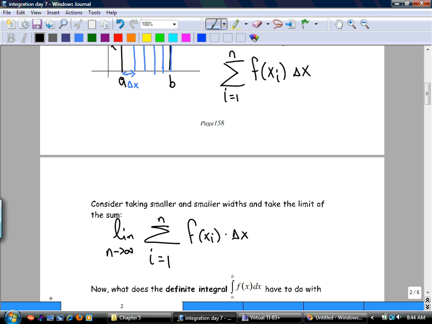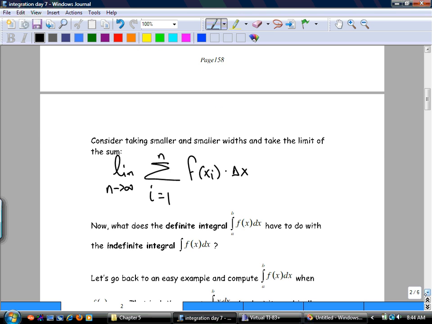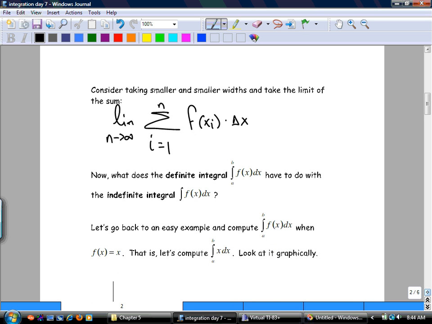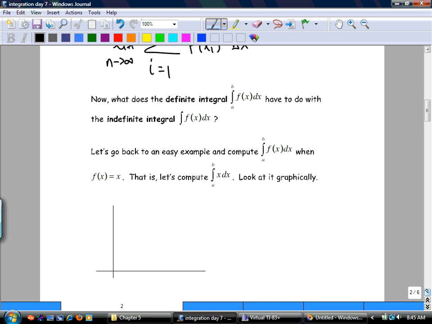Physics people, you should like that. He's using sciencey terms. Now, what does it have to do with this? It is this. Okay, now what does the definite integral have to do with the indefinite integral? So what I would like you to do is let's graph the line y equals x.